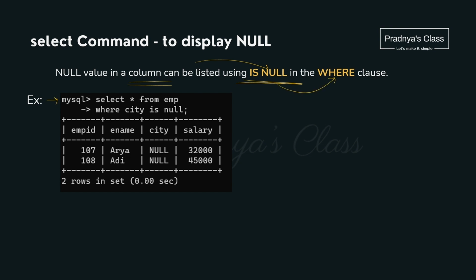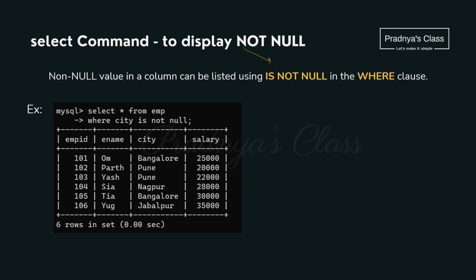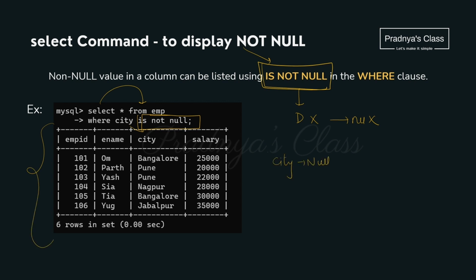Look at this query. Select star from employee where city is null. From the output it is clear that all those records are getting displayed where city is null. The reverse of IS NULL is IS NOT NULL. If you don't want to display those records where you have null values in the field, the query will look like this. Select star from employee where city is not null. Let's check out the output. City with null is not getting displayed.